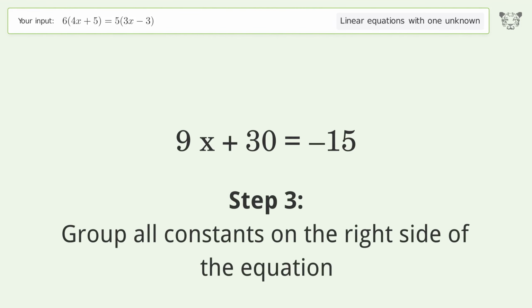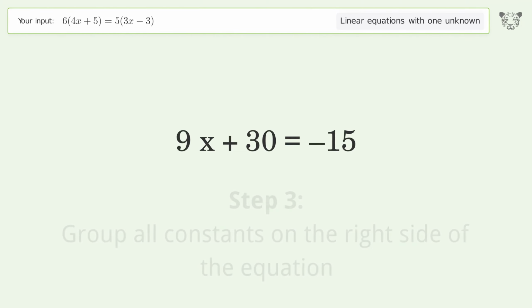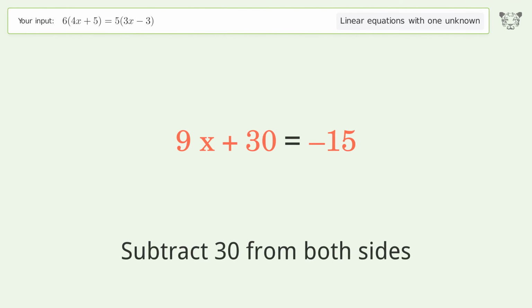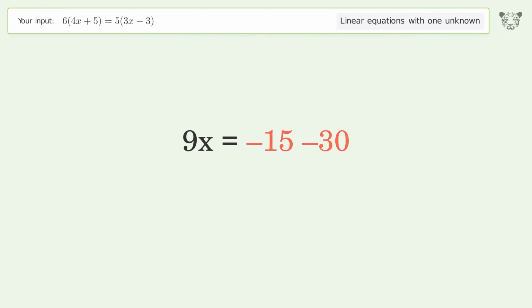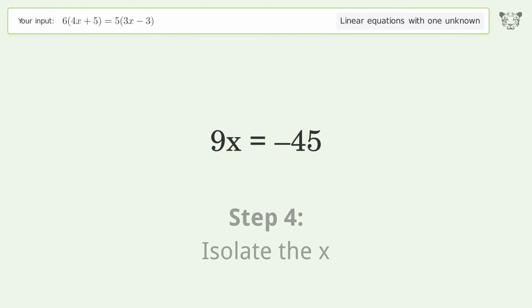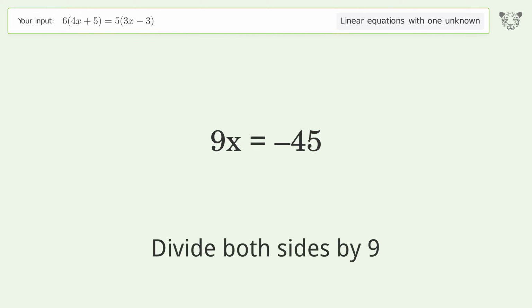Group all constants on the right side of the equation. Subtract 30 from both sides. Simplify the arithmetic. Isolate the x. Divide both sides by 9.